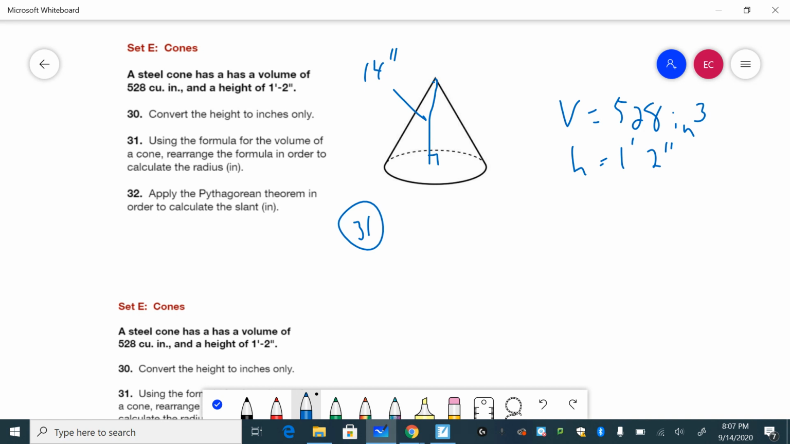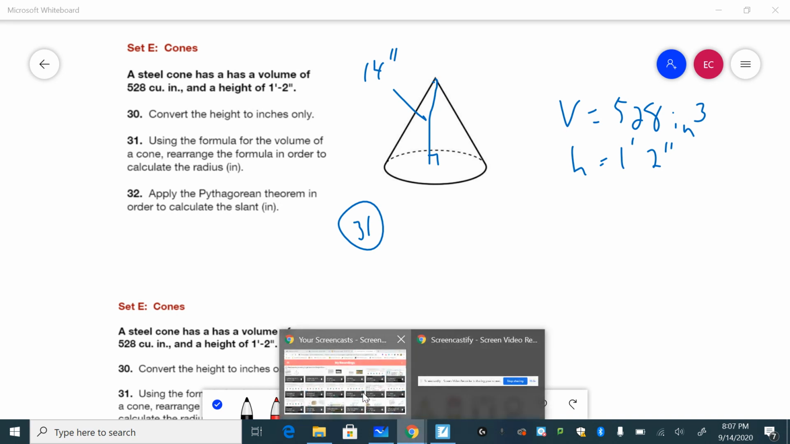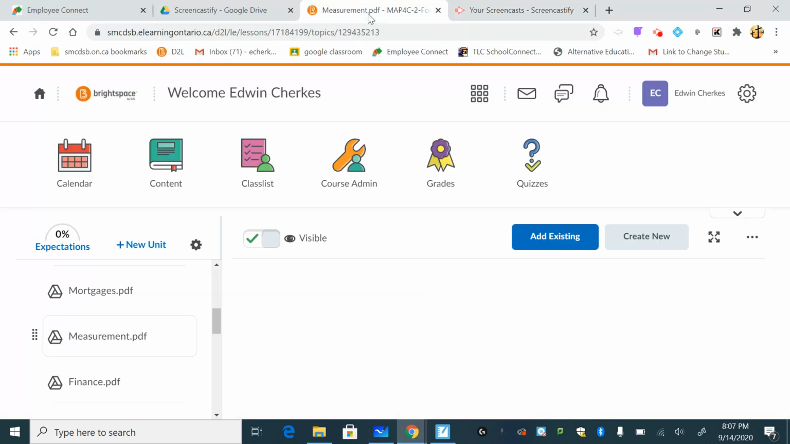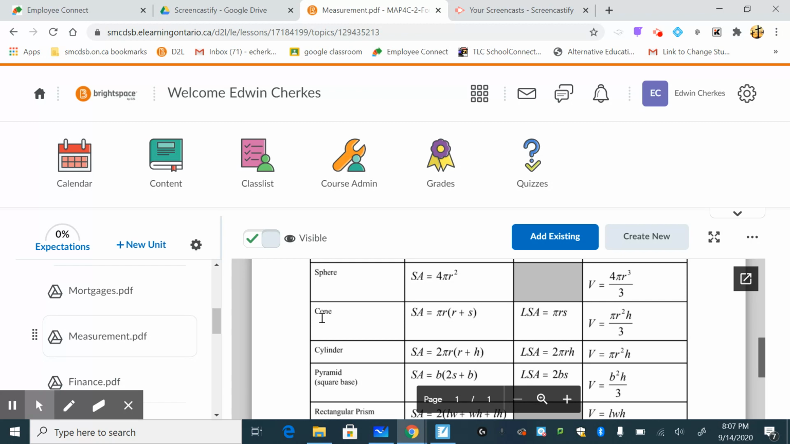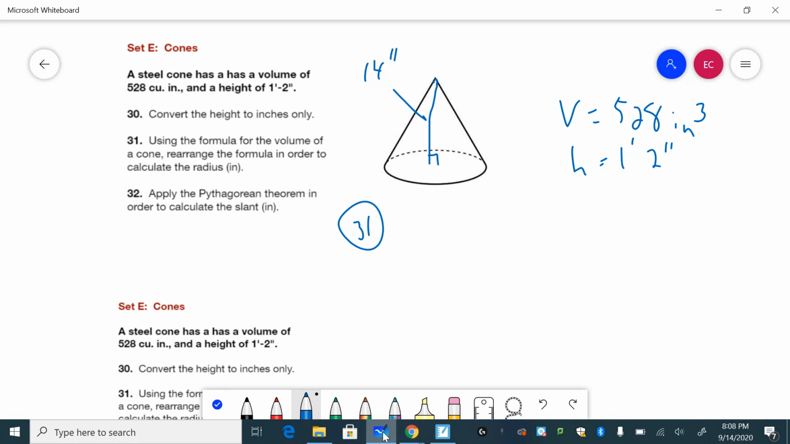You got to get radius by itself. So go to your formula package, go to measurement, and look up volume of a cone. So cone volume is pi r squared h divided by 3. So volume equals pi r squared h divided by 3. So we got to get little r by itself.